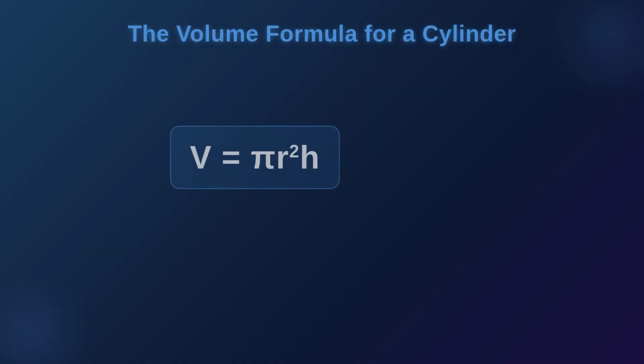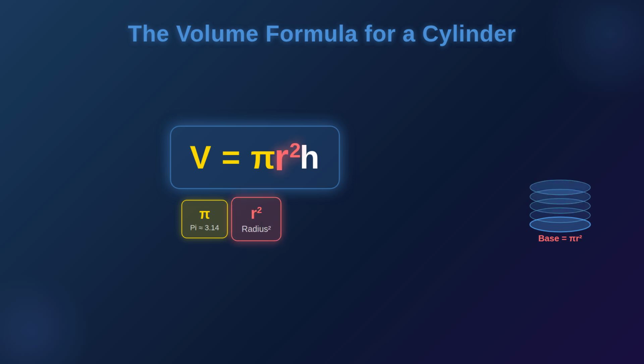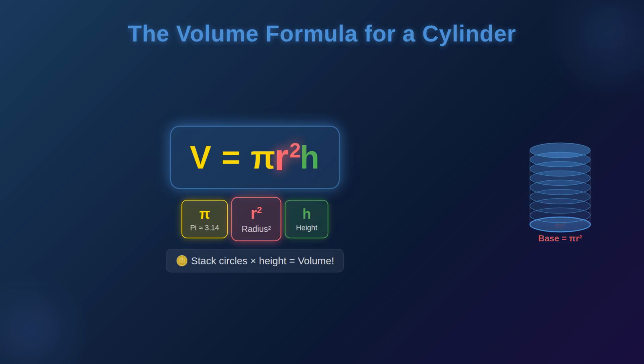Here's the magic formula. Volume equals pi times r² times h. Let's break that down. The base of a cylinder is a circle, and the area of a circle is pi times r². Then we multiply by the height to stack up all those circular layers. Think of it like stacking a tower of coins. Each coin is a circle, and the more you stack, the taller it gets. V equals pi r²h. That r² is the key player today, and here's why it's so powerful.